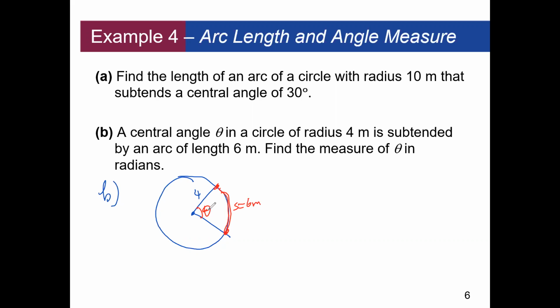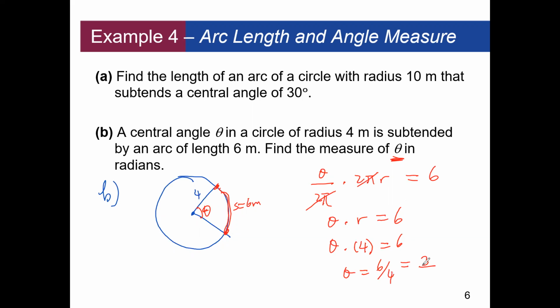Okay, so I'm just going to do the same thing. But theta is going to be in radians, right? So I will do theta divided by 2 pi multiplied by 2 pi r, and that's going to equal the arc length, which is 6 here. So the 2 pi cancels, and then you have theta times r equals 6. Theta is what we're trying to find, and r is given, so that's theta times 4 equals 6. Divide both sides by 4, so this is 6 divided by 4, which is 3 over 2 radians. So the measure of the angle is 3 over 2 radians in this case.